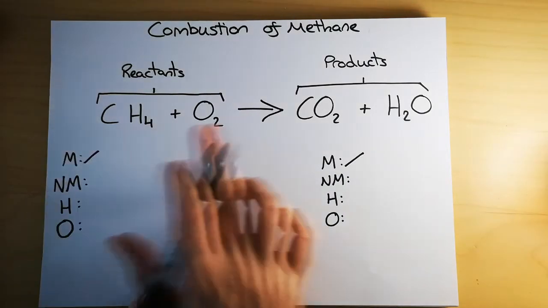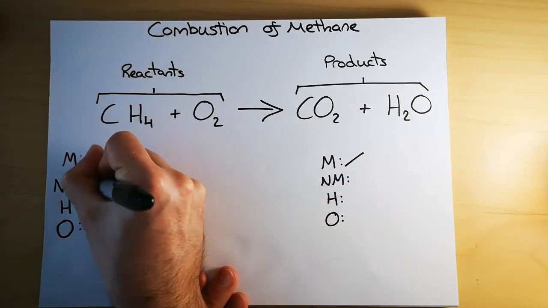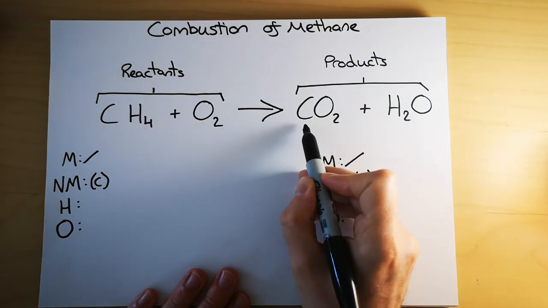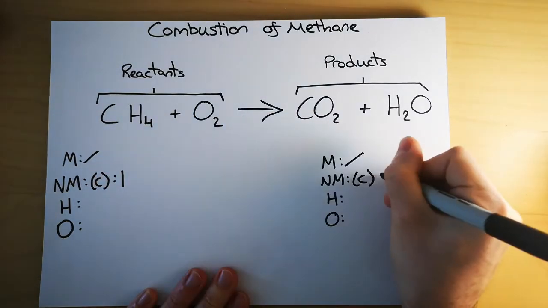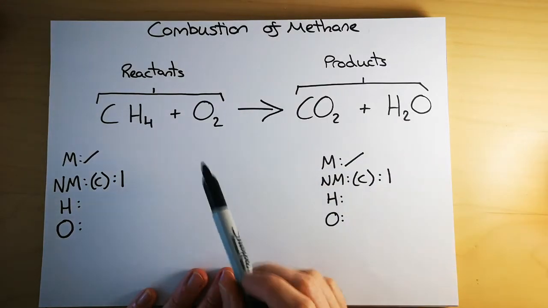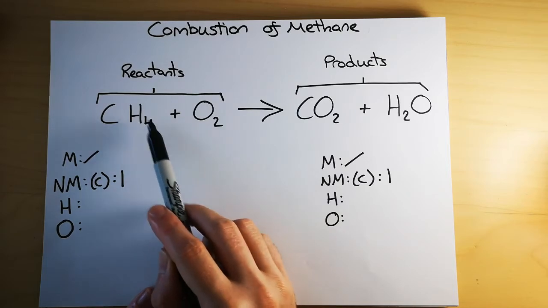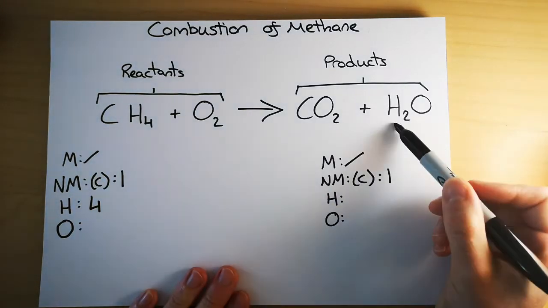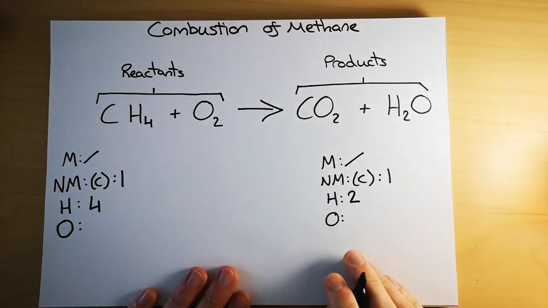The non-metal element I have is carbon. The carbon that I've got on both sides, I have one carbon here and I have one carbon here. So that is going to remain 1 and 1. Then the next one that I want to count is hydrogen, and the hydrogen is 4 on this side. So that is H4, there's 4 atoms of hydrogen. I'll just write a 4 there. On this side, there's only 2 hydrogens. So I'm going to put a 2 there.